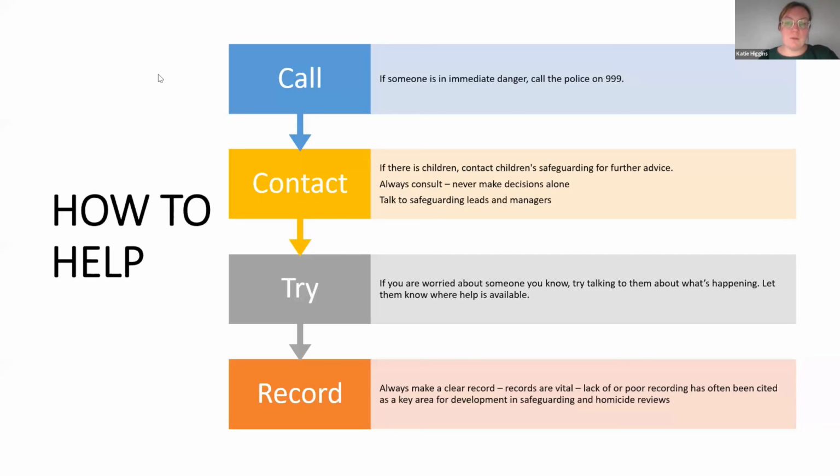If you're worried about someone, try talking to them and let them know what's happening or where help's available, and always make a clear record. Records are vital. Poor recording has often been cited as a key area for development in safeguarding homicide reviews. So always make a note of it if you suspect it in your documentation.